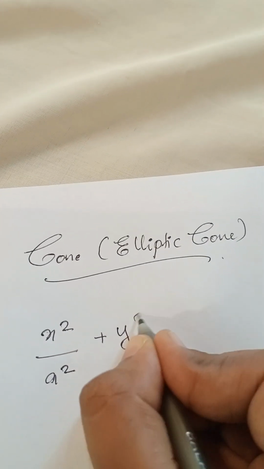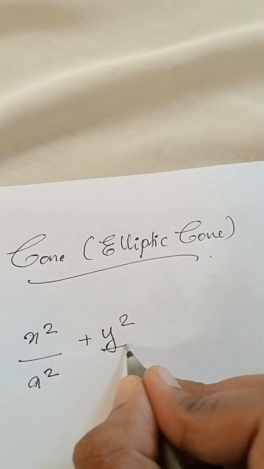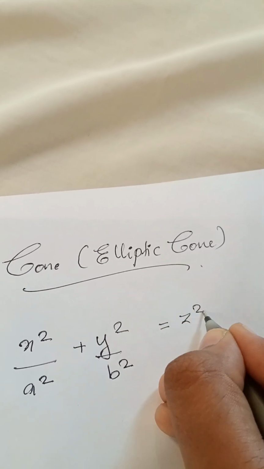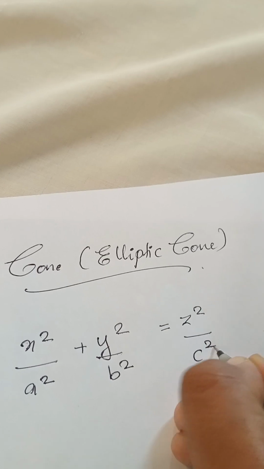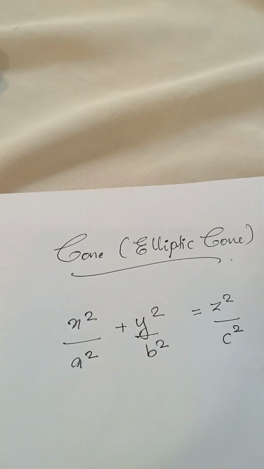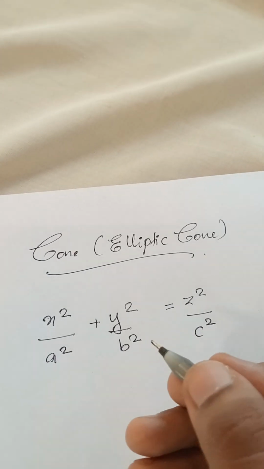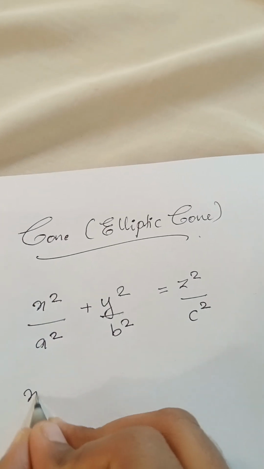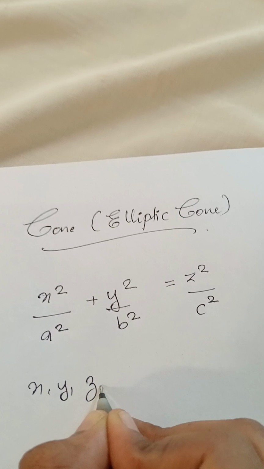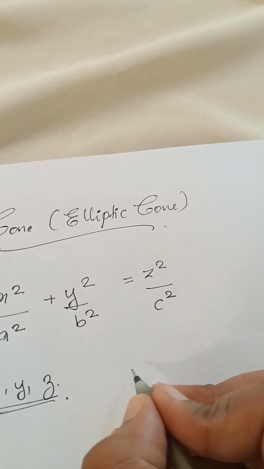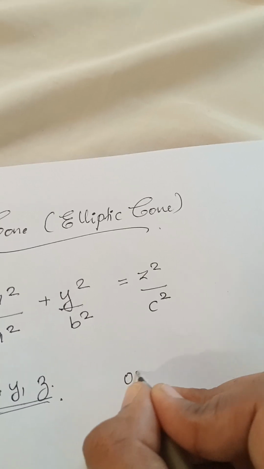plus y square by b square is equal to z square by c square. From this equation we are able to understand that it is symmetric. The elliptic cone is symmetric with the x, y and z coordinate axes, and the only intercept that it has is the origin.